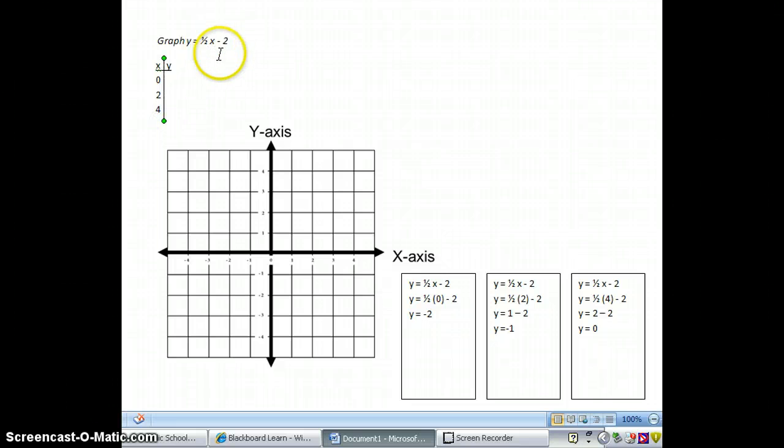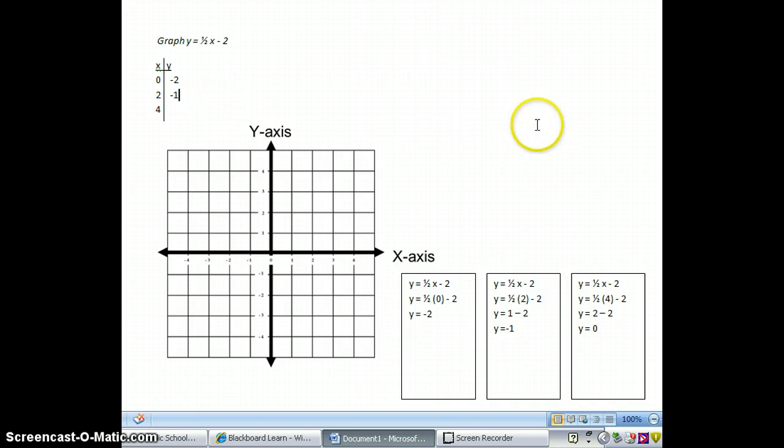So we're obviously going to pick 0 first, because 1/2 times 0 is 0, and then my y coordinate is -2. Now I can pick 1 if I want, but if I pick a multiple of 2, I can clear that fraction. So if you notice down here, I picked 2 because 1/2 times 2 is 1. So I've got a whole number, and I get 1 minus 2 giving me -1. So I didn't have to deal with any fractions.